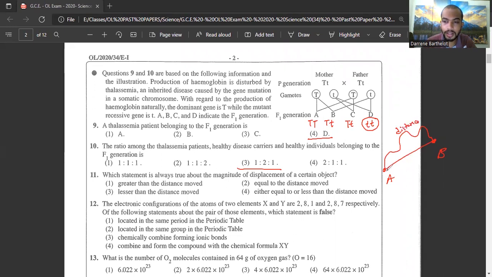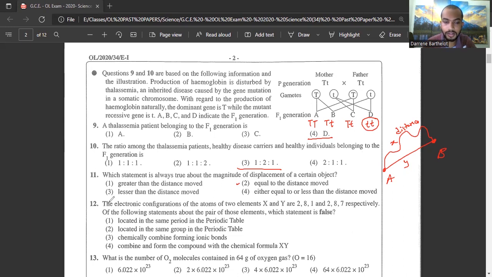So let's say there are 2 paths, like this is path X and this is path Y. When someone is moving from A to B through X or through Y, both will be called distances. But this Y is special. Why? Because it's the shortest distance between these 2 points. And that means Y will be the displacement also. So distance and displacement can be equal, and also displacement sometimes can be less than the distance. So the second one, equal to the distance moved, is also kind of correct.